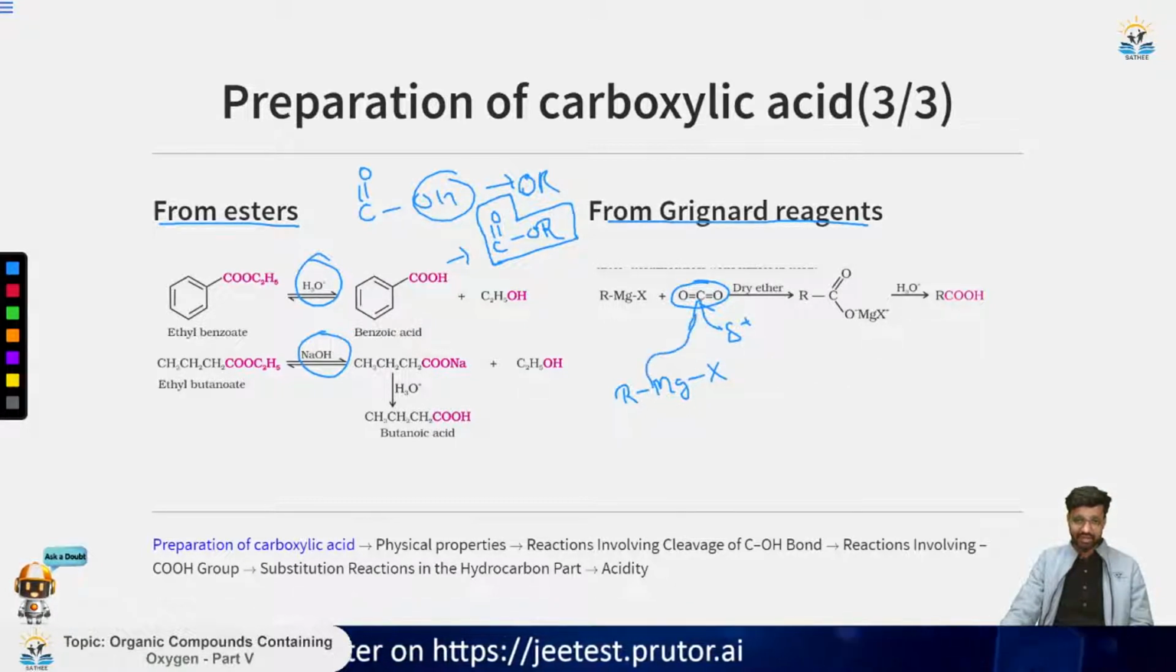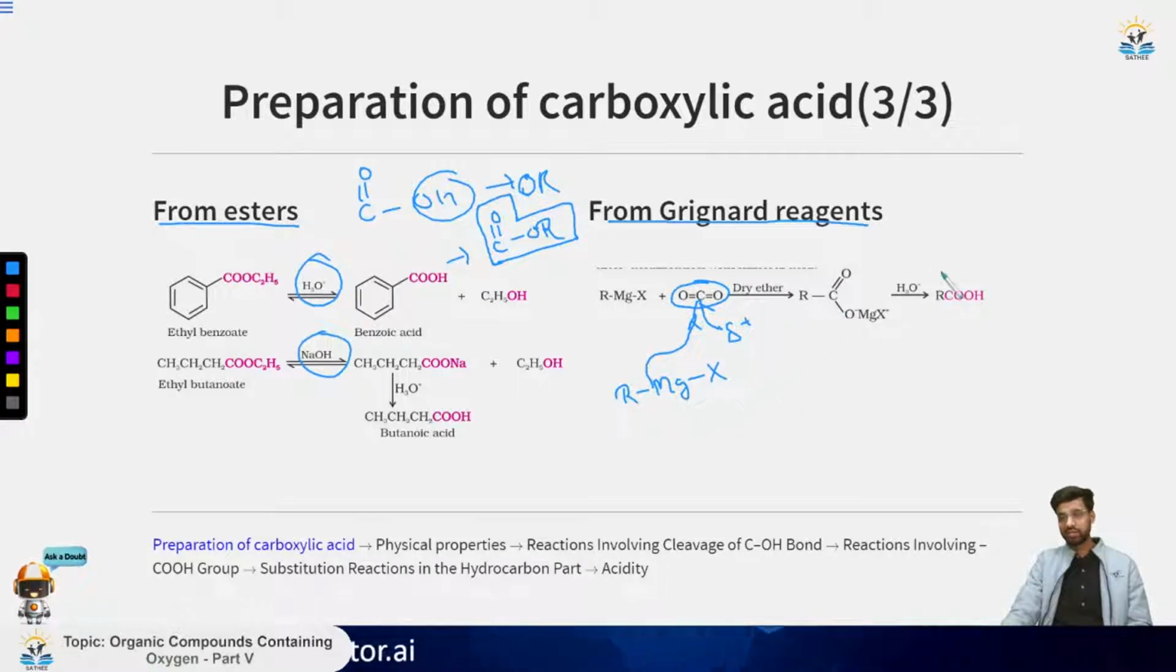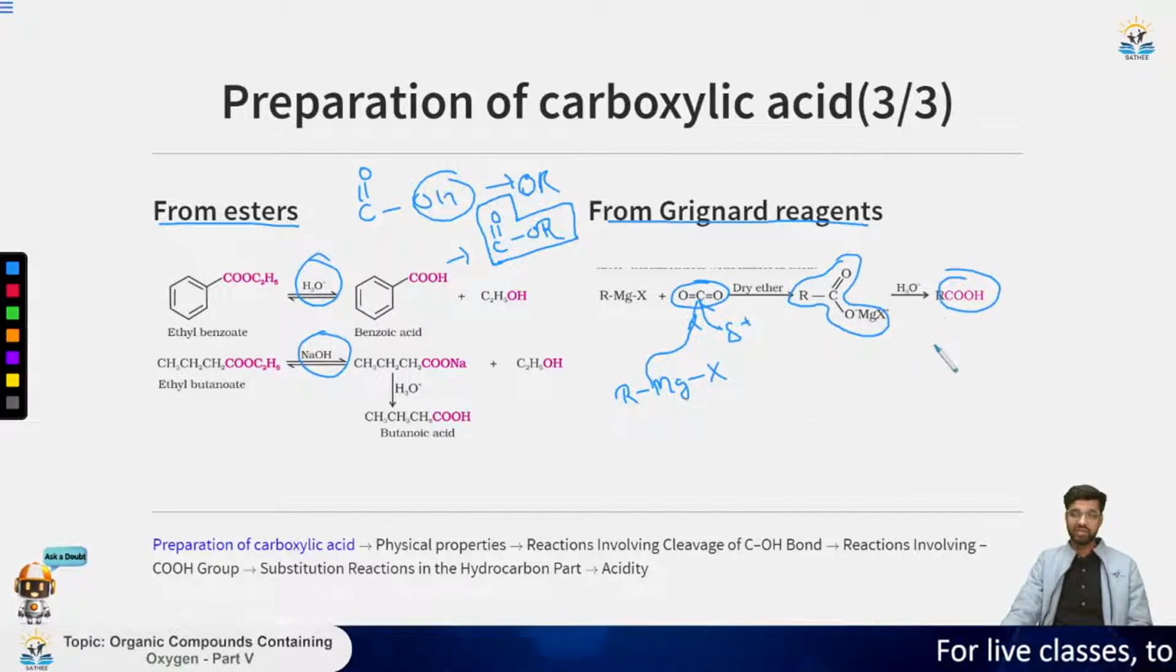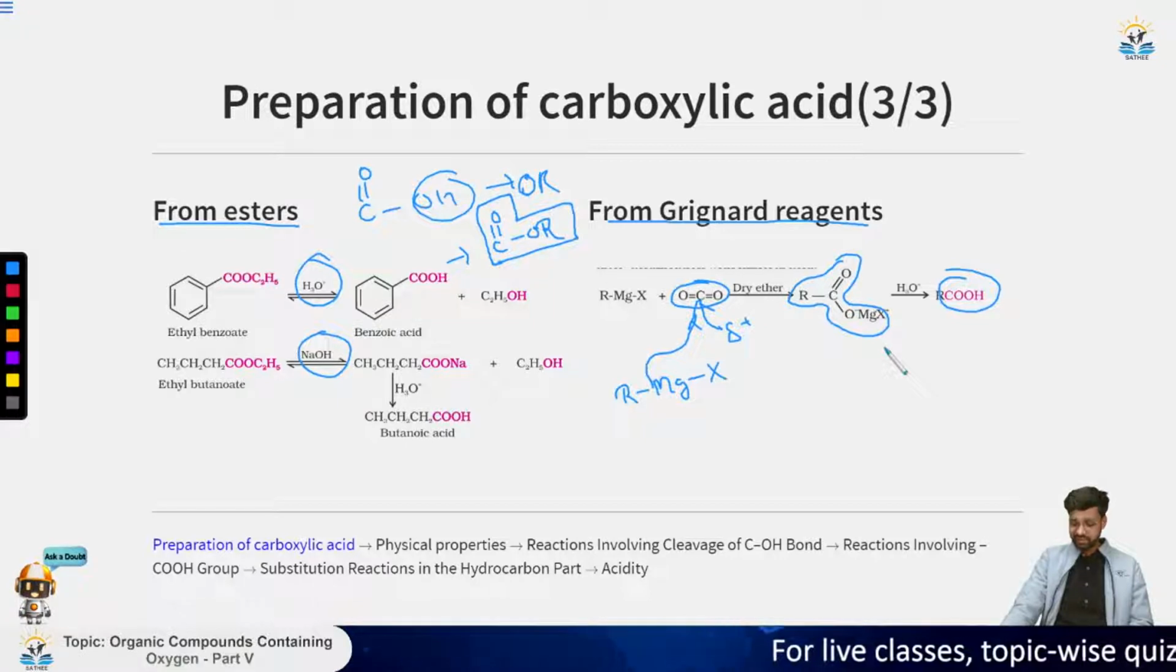Now this R will attack here, and the pi bond will resonate to this oxygen, and the oxygen will again be hydrolyzed to give you carboxylic acid. So see, this is the ion that we get, and on hydrolysis we get our carboxylic acid. So this was all about the preparation of carboxylic acid.